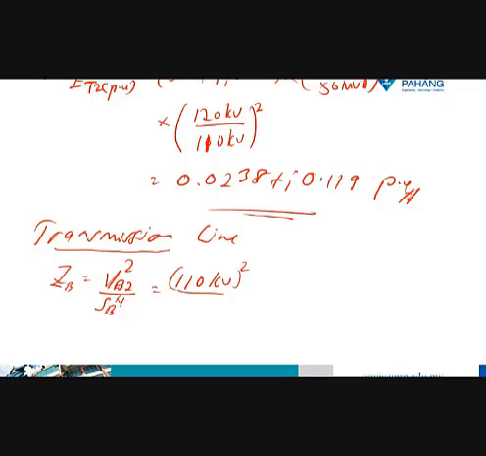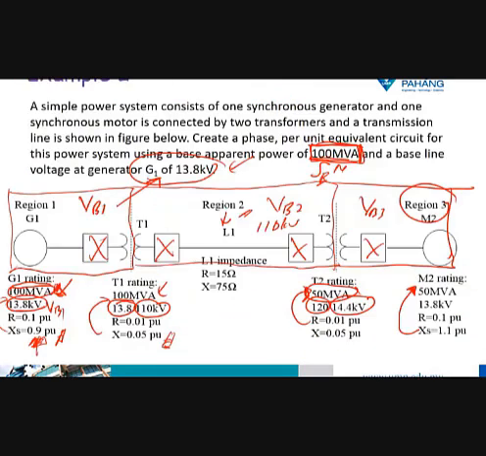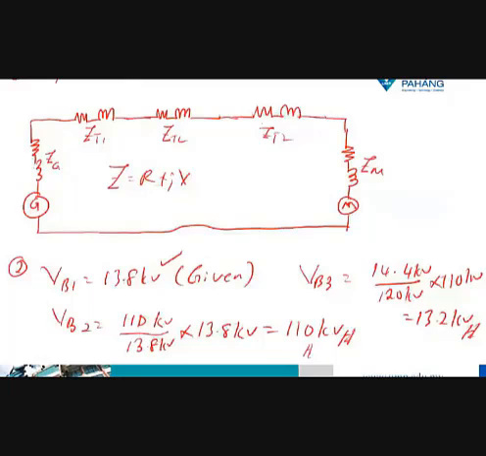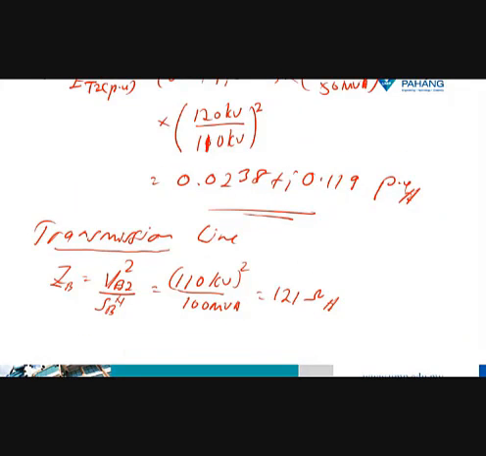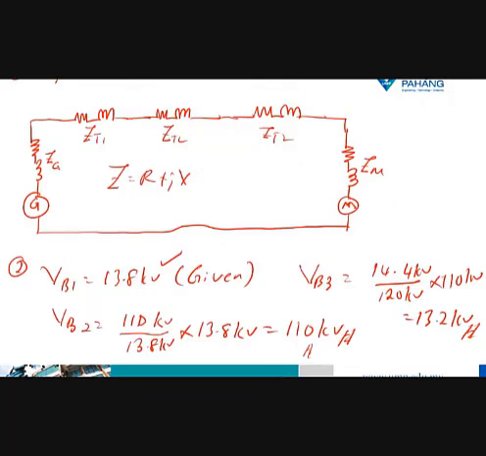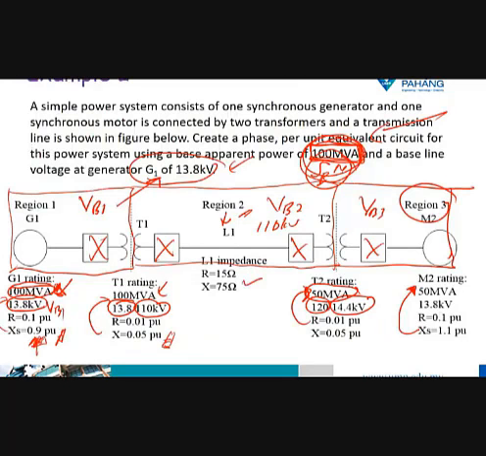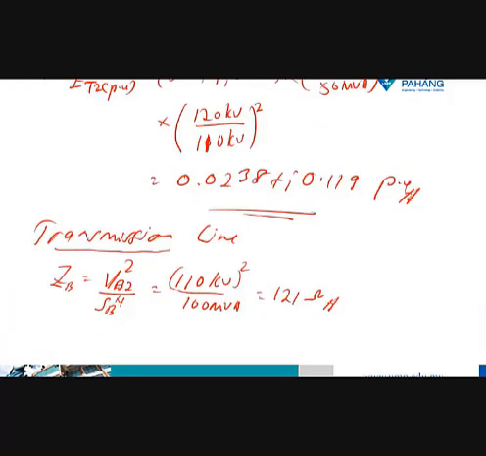What is the value for S base new? 100, so 100 MVA. Don't think too much because this one is given in the question. We just use the same S base new over and over again, 100 MVA. Now we have to convert the transmission line data into the per unit value. This one is in ohms, the actual value. We have to convert actual into per unit.